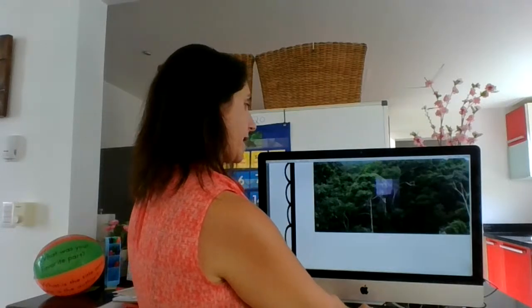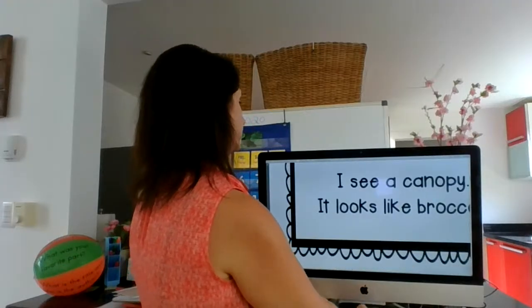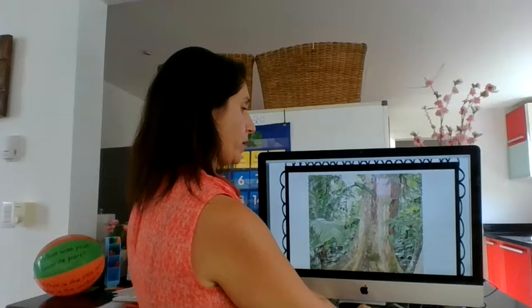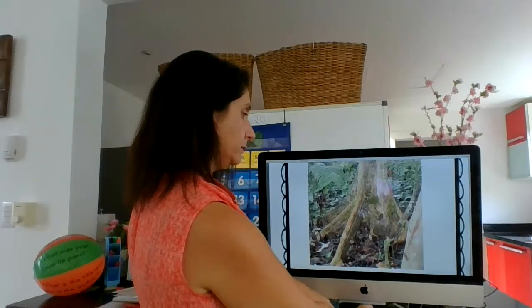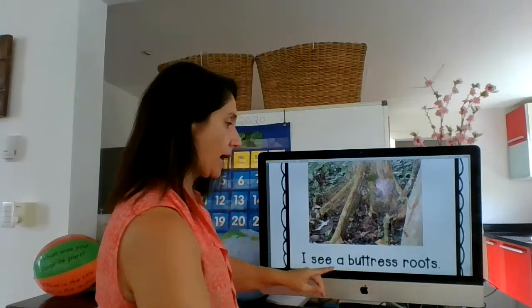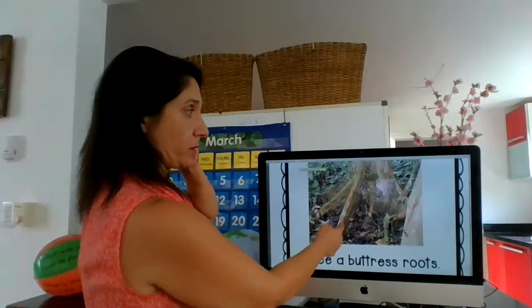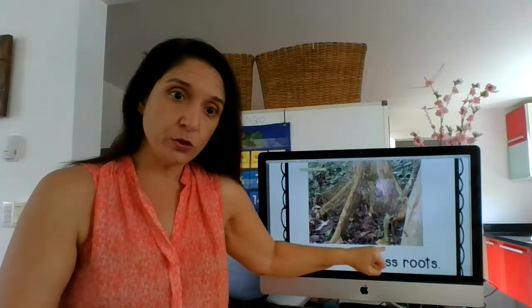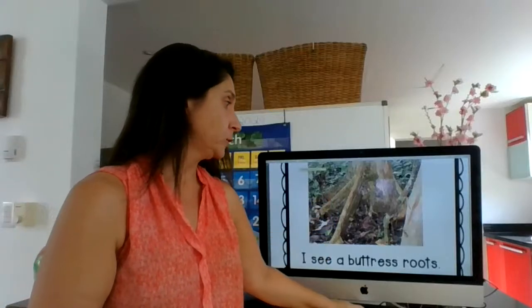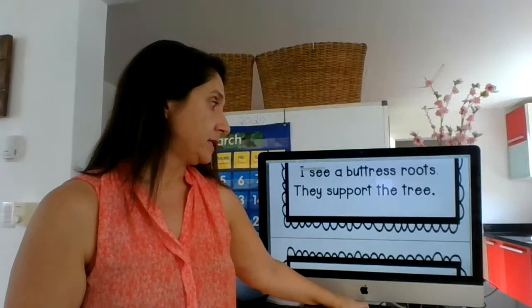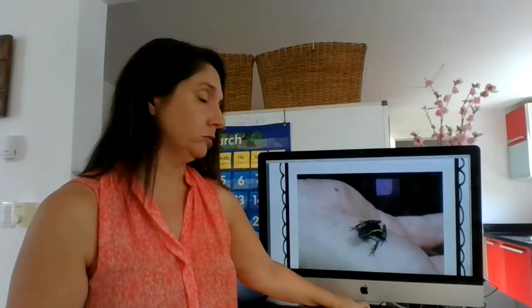All right. And then we have... Look at this. I see buttress roots. Okay, buttress roots are these that come out of a tree. Remember, the roots of it go into the ground. Roots of a plant are the part that goes into the ground to keep the plant or the tree in the ground, right? So these are the roots of the tree called buttress roots because they look like a type of architecture.